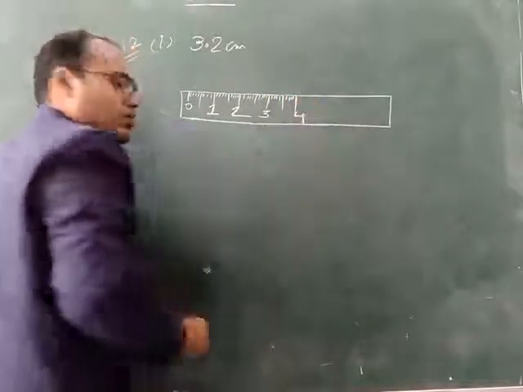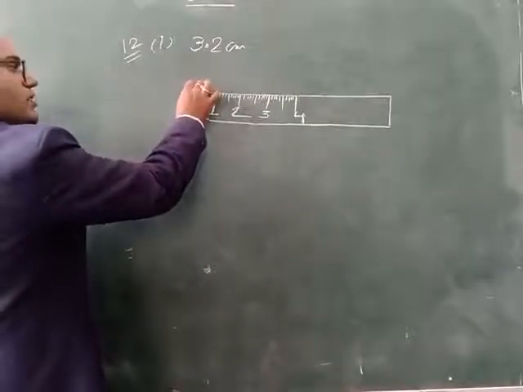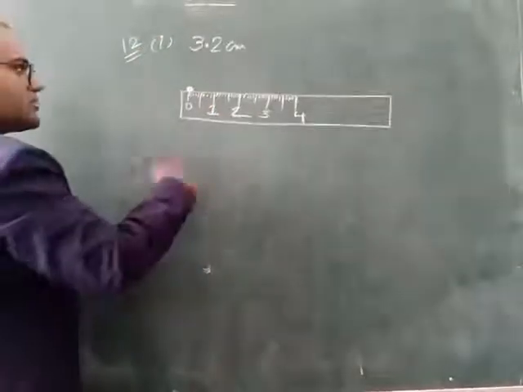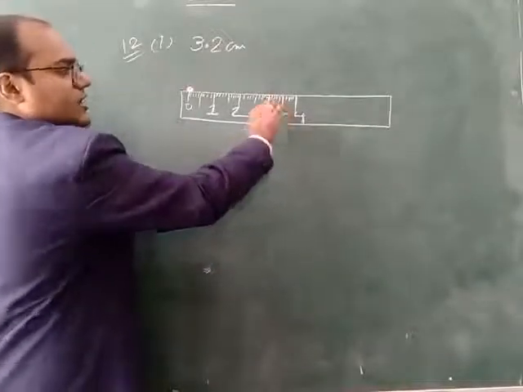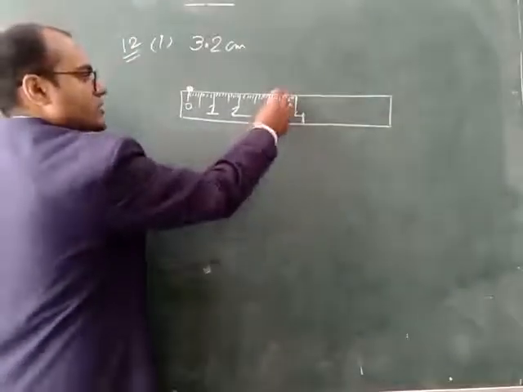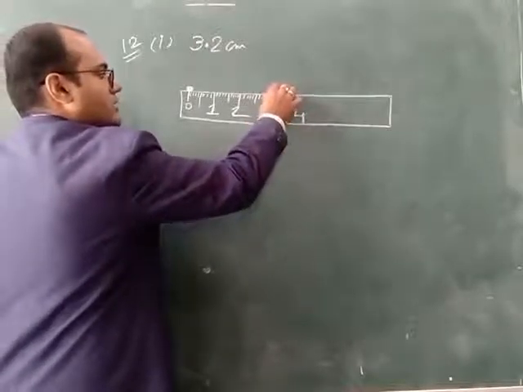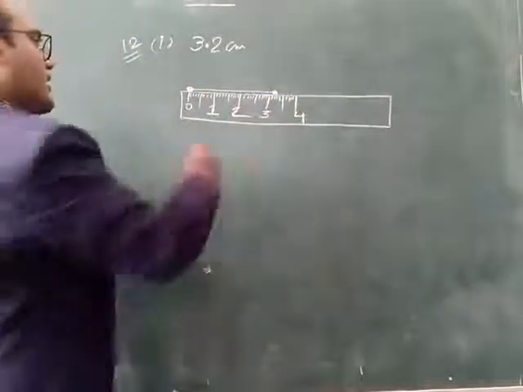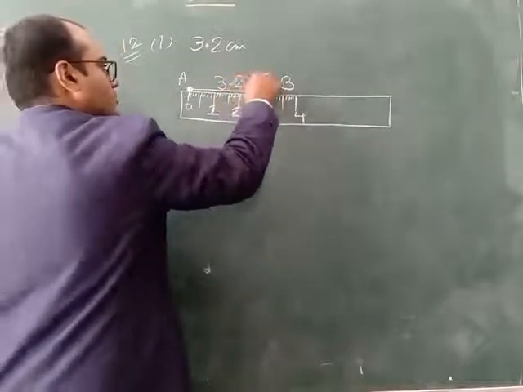So what you have to do is keep the scale on your notebook. On the 0 point, you have to put one dot with the help of a pencil. Then the next point you have to put on 3.2. 3.2 will come after 3. After 3, you have to count 2 more divisions. On that, you have to put one mark, and then you have to join these 2 points with the help of the scale. And here you will write A, and here you will write B, and the length is 3.2 centimeters.